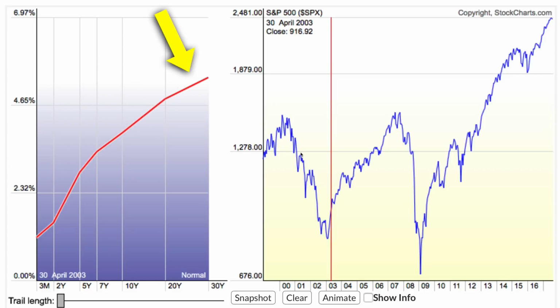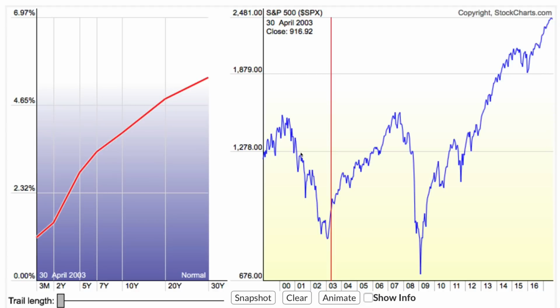That's the red line. It is plotting the yields for each of the Treasury instruments of different maturities, from short-term maturities at 3 months all the way up to 30 years. We're looking at the yield curve right after the dot-com bubble burst. And on the right-hand side, we have a plot for the past 16, 17 years of the S&P 500, the 500 biggest stocks in the market.